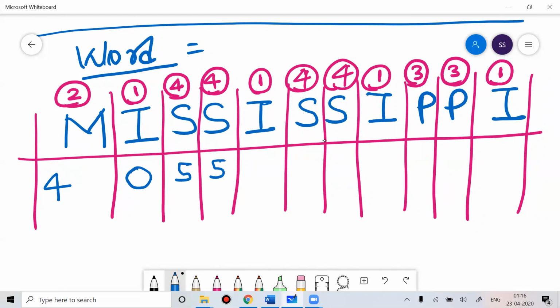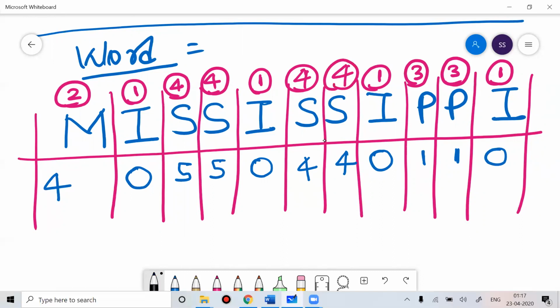Okay. Now, how many numbers are less than 1? 0. How many numbers are less than 4? 1, 2, 3, 4. 4 numbers. Then 0. How many numbers less than 3? 1. Then this 0. Now this part is done.